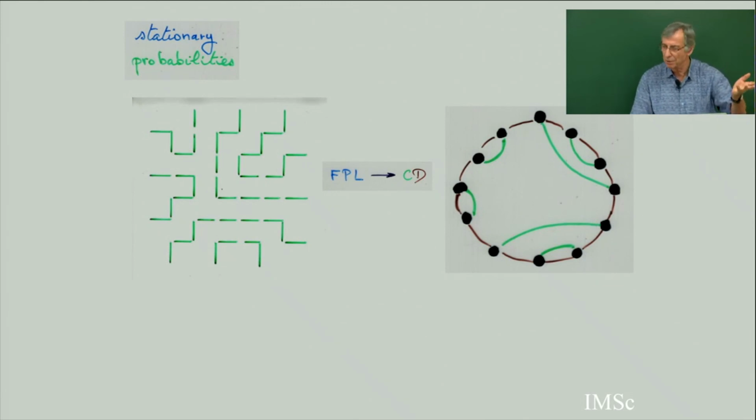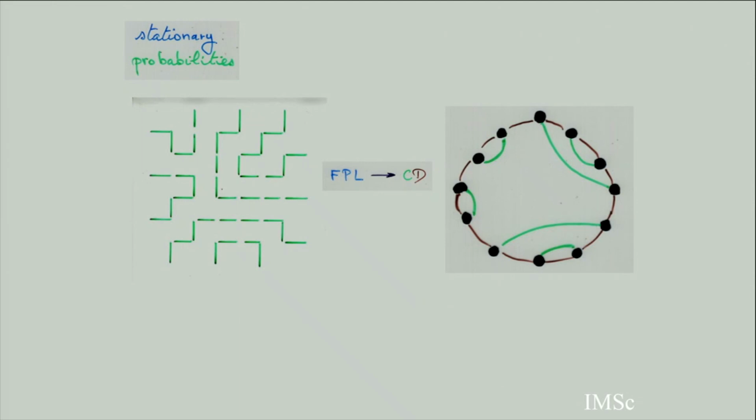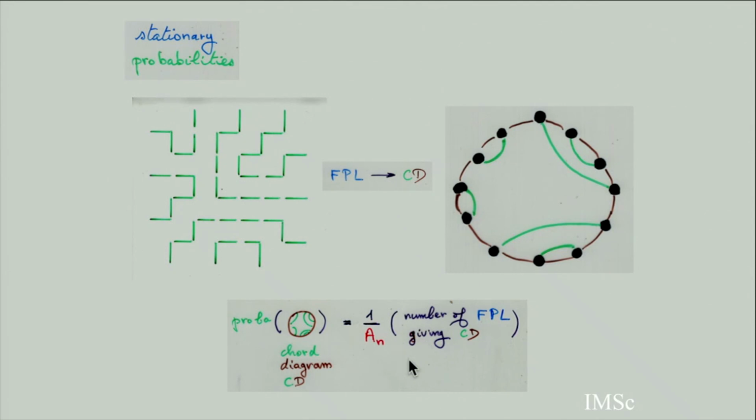And the famous Razumov-Stroganov conjecture was to show that this integer vector coming from the spin chain, each element of this, gives exactly the stationary probability. So the stationary probability is exactly this. If you have an FPL, the total number is the number of Alternating Sign matrices, but if you have an FPL, you can send it, just by easy deformation of the links, onto this. And then the probability in the Markov chain, the stationary probability, is exactly the number of FPL going onto a given diagram.